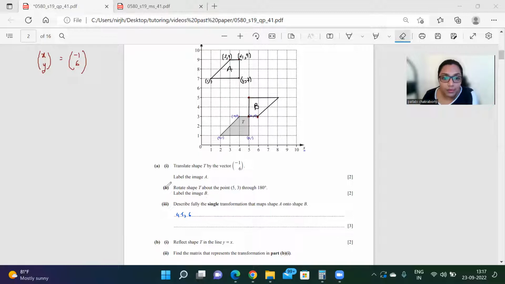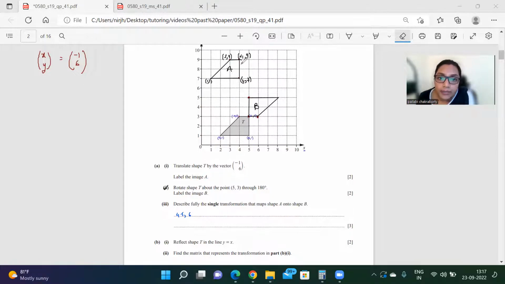So this is our question number 2, part 2. Now we have to describe fully the single transformation that maps shape A into shape B. That is, how is shape A transformed into shape B? How do we use the transformations to do that? We look at each of these points. Look at this point 4, 7. What happened to it? And look at the point 4, 9 as well. We have to observe what happened to these 2 points.